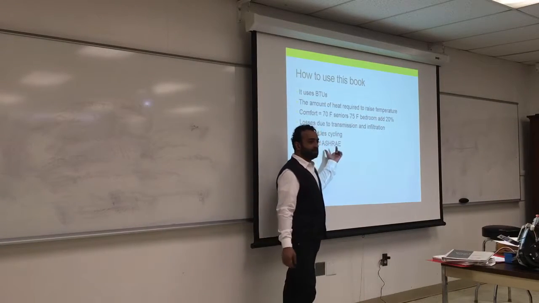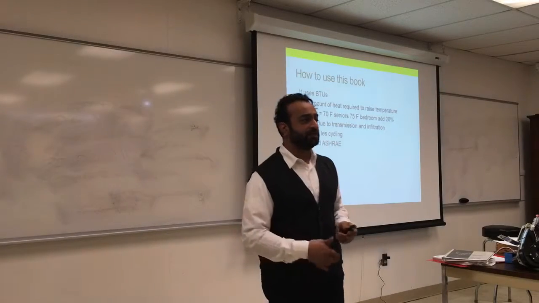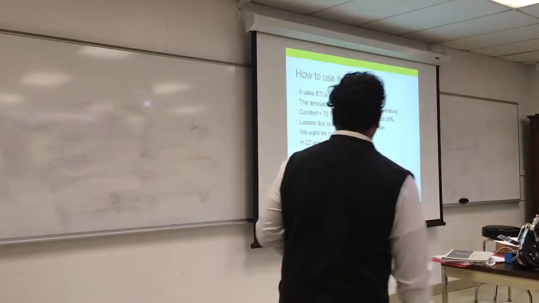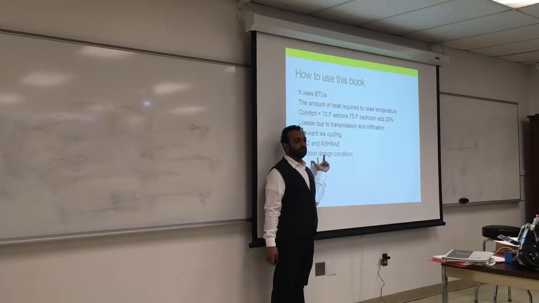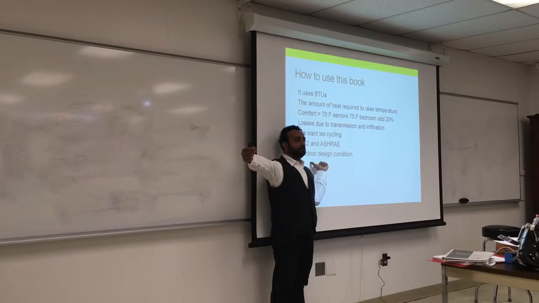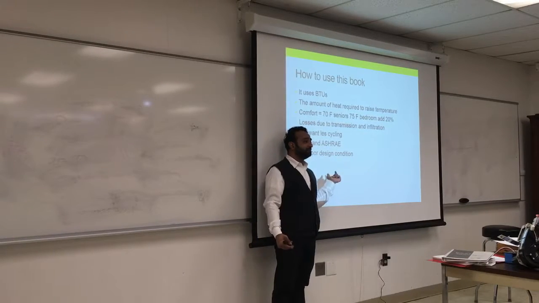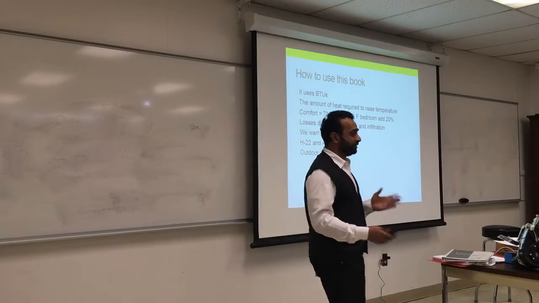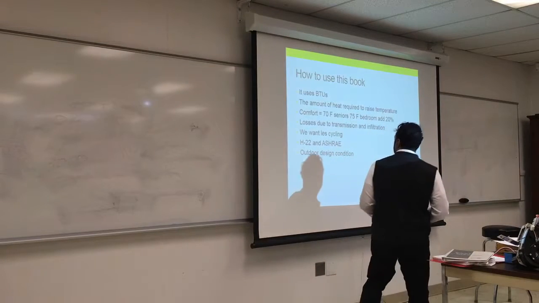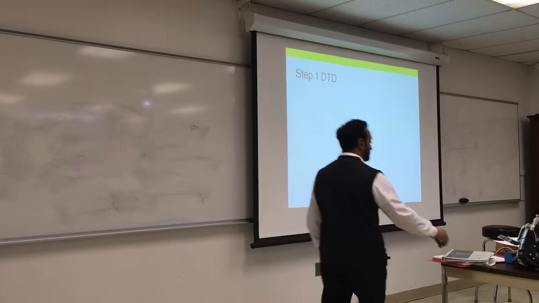ASHRAE is the reference. It's the organization that put all the references and numbers and all the R values and U values. Outdoor design condition. What is that for? Trees. That's true, but it also gives you the outside temperature that you designed for. So in Springfield, the coldest day of the year is 0. For other places, probably it's 20, 30. So the first step is getting the DTD.